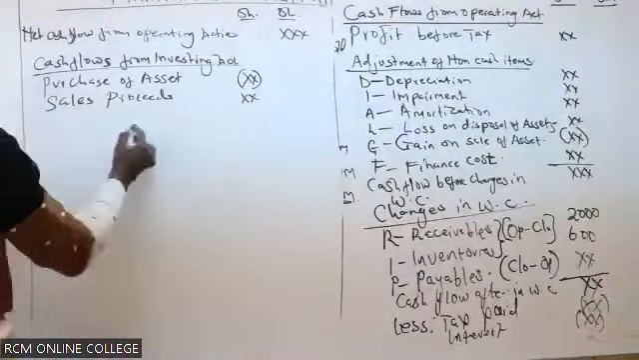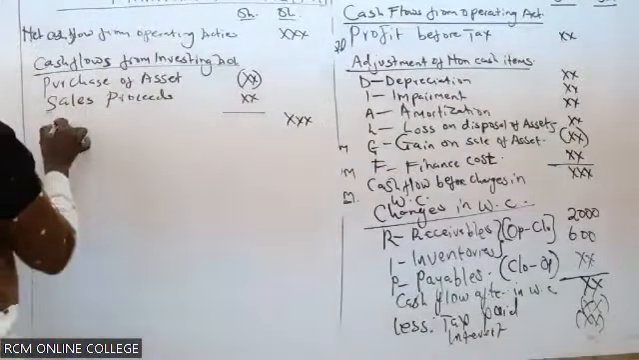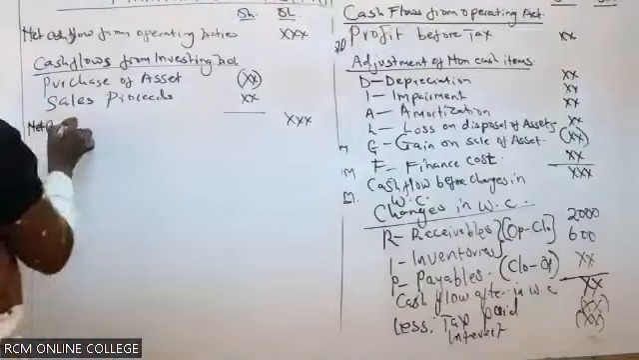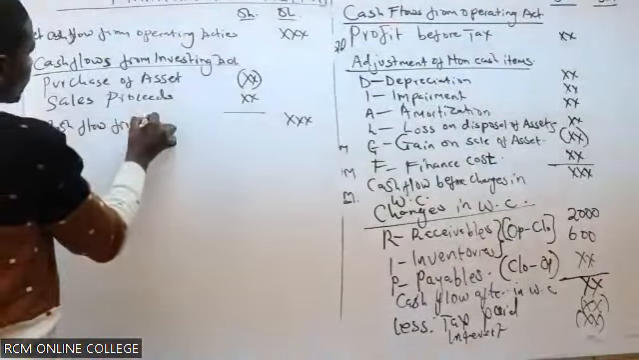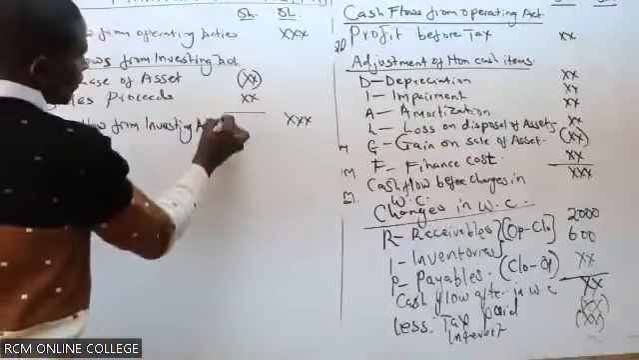And then you can have your total there. You can call it what? Cash flow, net cash flow. Cash flow from investing activities.